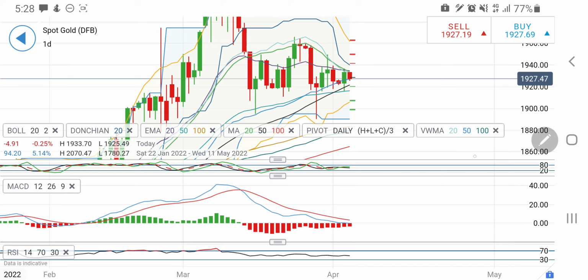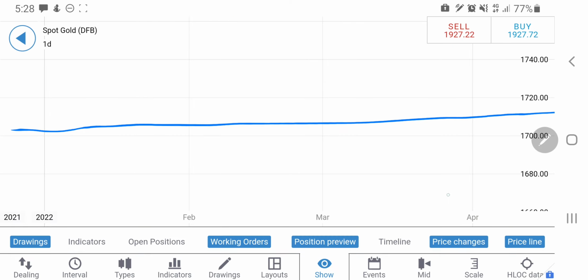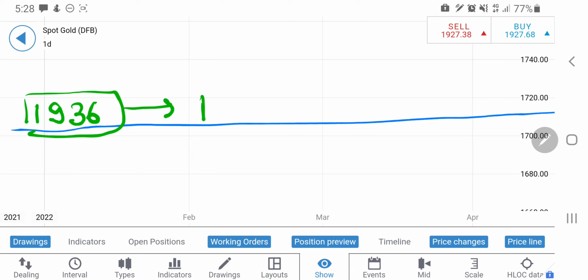Now let me give you the trading levels here. First, let's talk about the levels to go long. I'll recommend you to go long at 1936. If it breaks 1936, definitely it will try to hit 1940, which is a stronger resistance, and beyond that it will fly towards 1947. Above that, the sky is the limit.